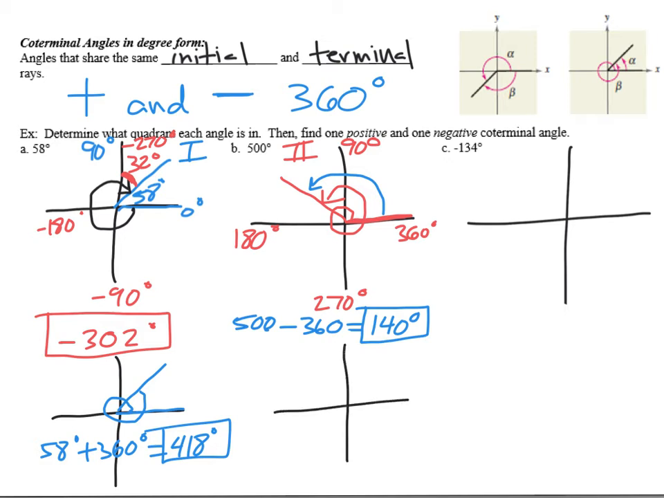I'll go back and draw my axes. Okay. Initial side, terminal side. Now I'm just going to break this down a little bit because I'm already thinking along the lines, I've got to go like that. That's the one I want right there. Okay, let's just go the negative direction.